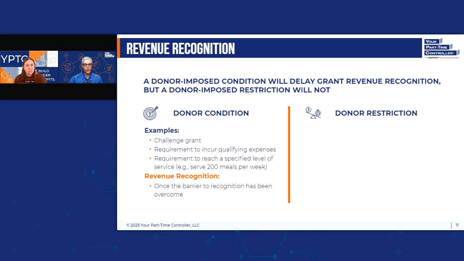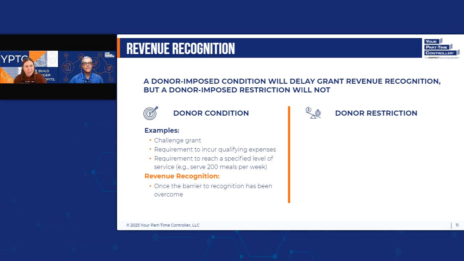Donor-imposed conditions. For a grant agreement to be considered conditional, the grantee must meet certain requirements before they can keep or receive the funds. Generally, these are measurable, performance-related barriers, like reaching a specified level of service or producing a specific output. Like I mentioned earlier, a matching contribution, like a challenge grant, is a typical barrier we often see. The agreement doesn't have to use legal phrases like right of return, but it should clearly explain what needs to happen for the grantee to keep the grant funds.